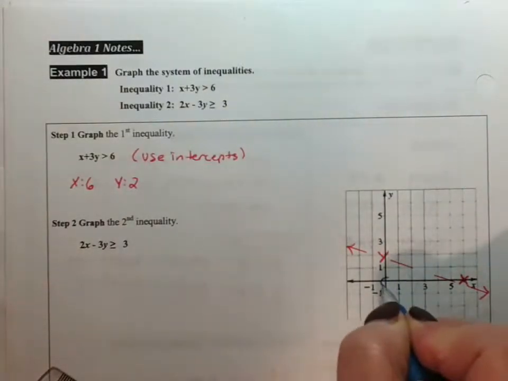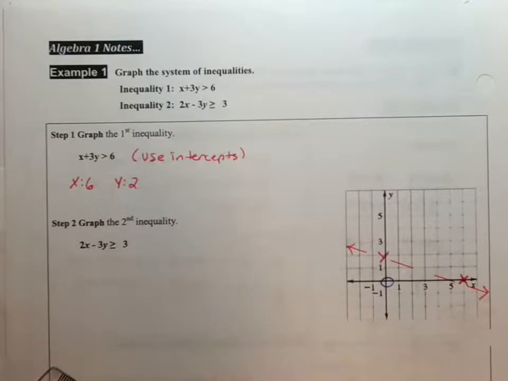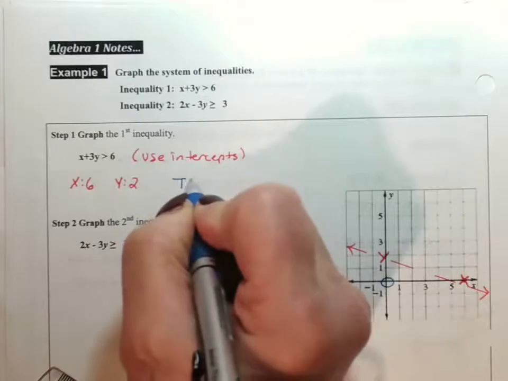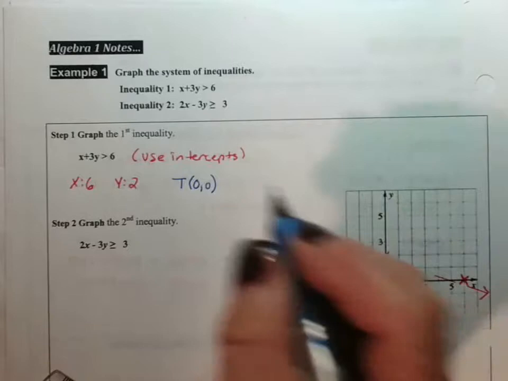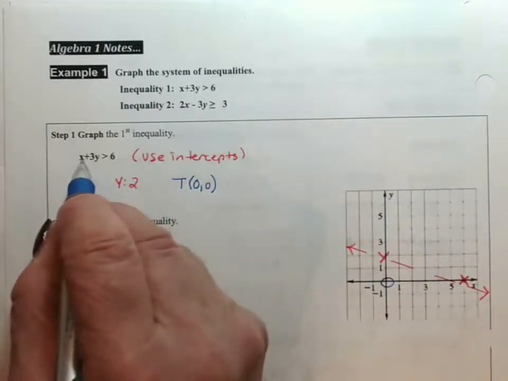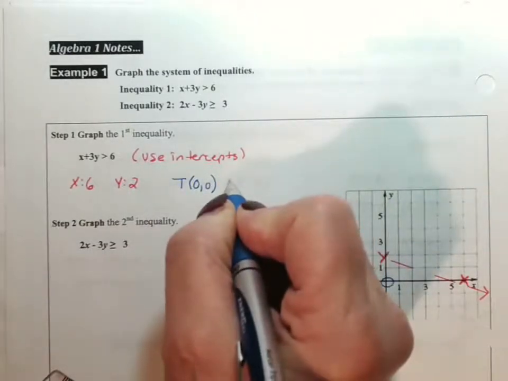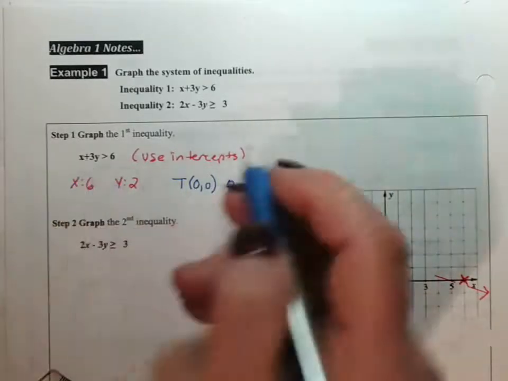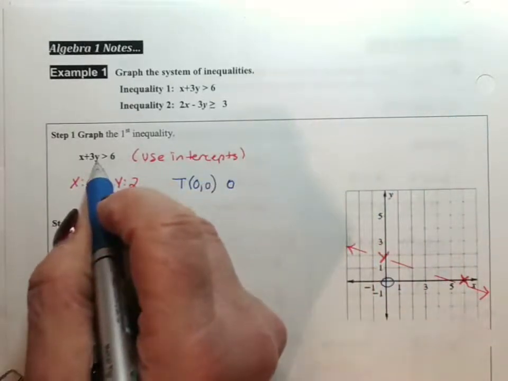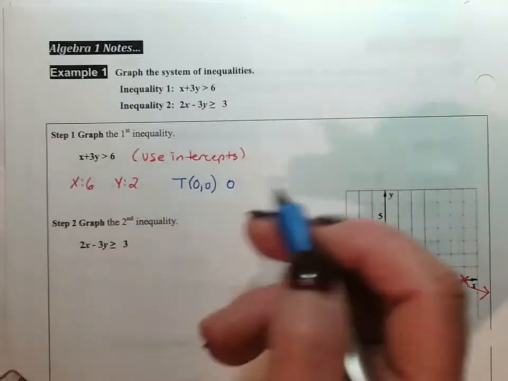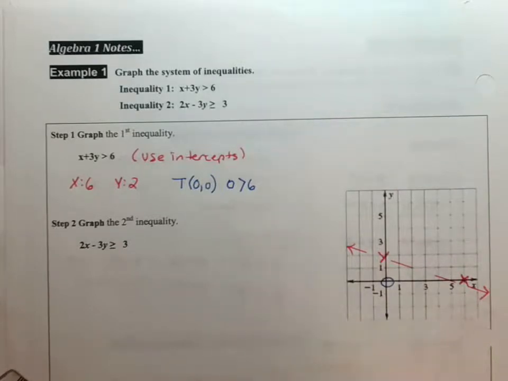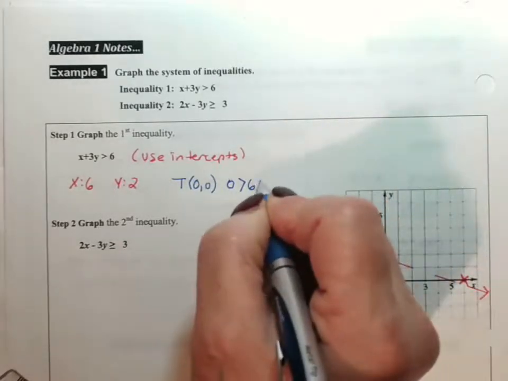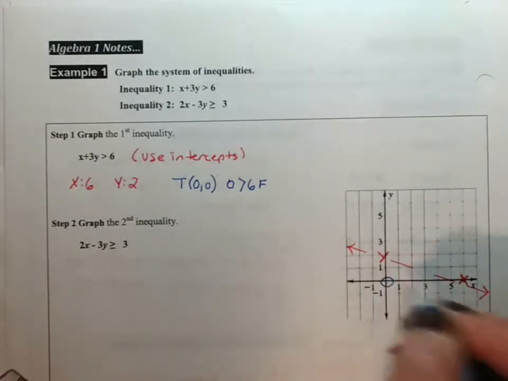And I always want you to test a point. And the origin is the easiest point to test. So I want you to get in the habit of writing test 0, 0. So x is 0 plus 3 times 0 is 0. So the left-hand side is 0. And is 0 greater than 6? No, it's not. It's false. So this is not a solution.